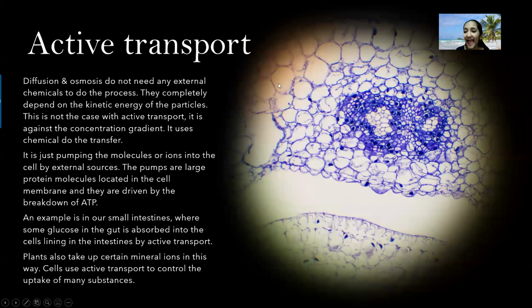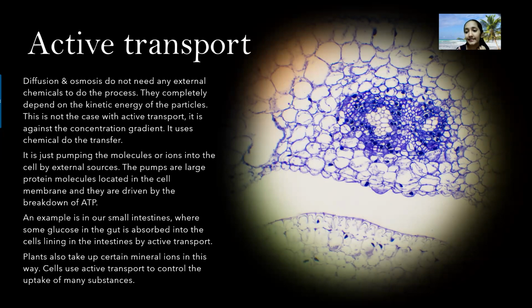Osmosis. Now, active transport. Active transport can be a little tricky, but please try. Diffusion and osmosis do not need any external chemicals to do the process. They completely depend on the kinetic energy of the particles. This is not the case with active transport. It is against the concentration gradient. It uses chemicals to do the transfer. To explain this paragraph, it means that it uses chemicals to do the process.